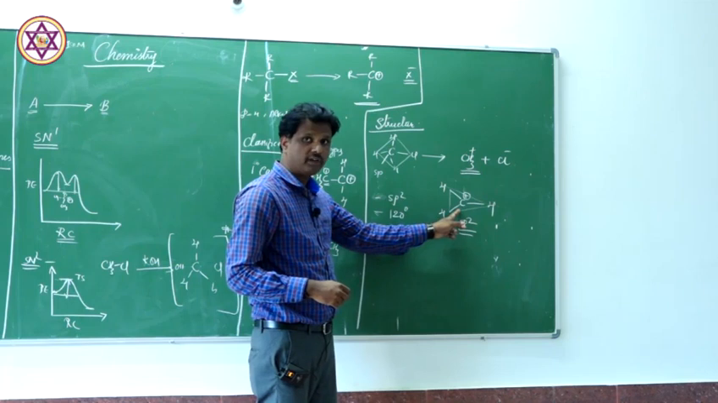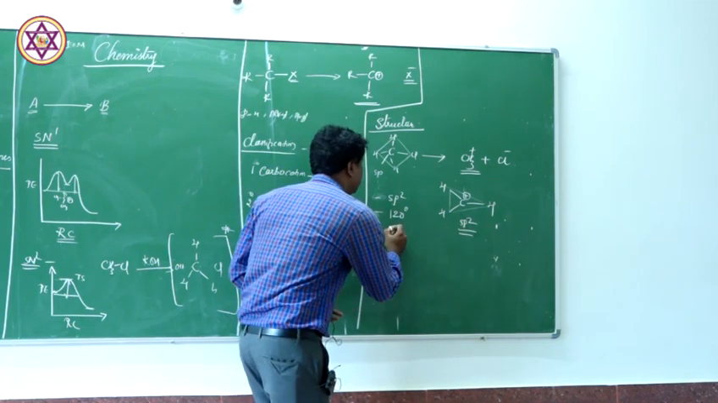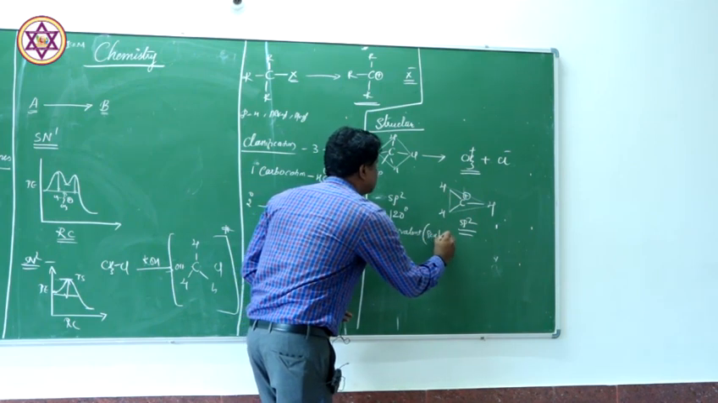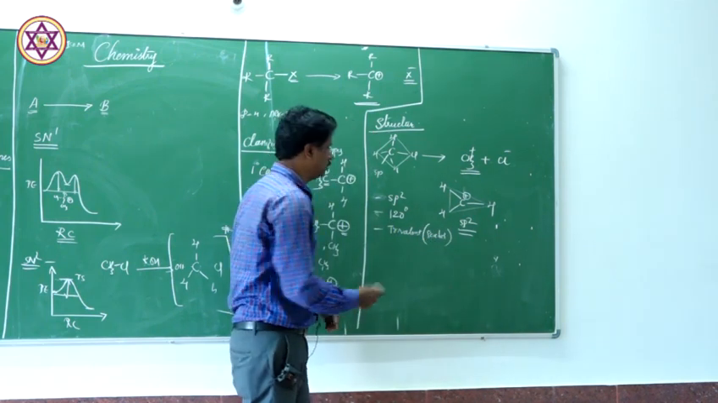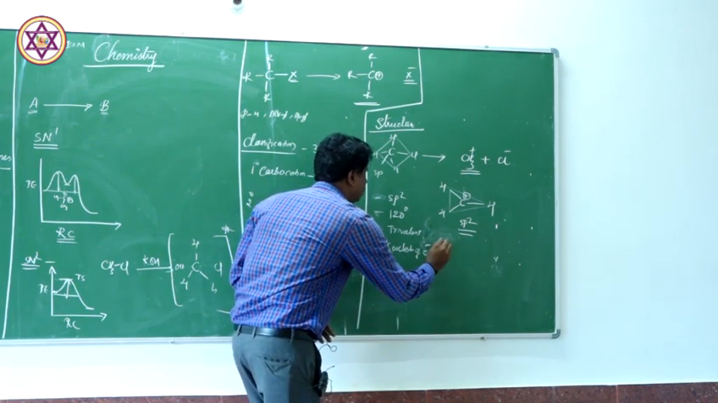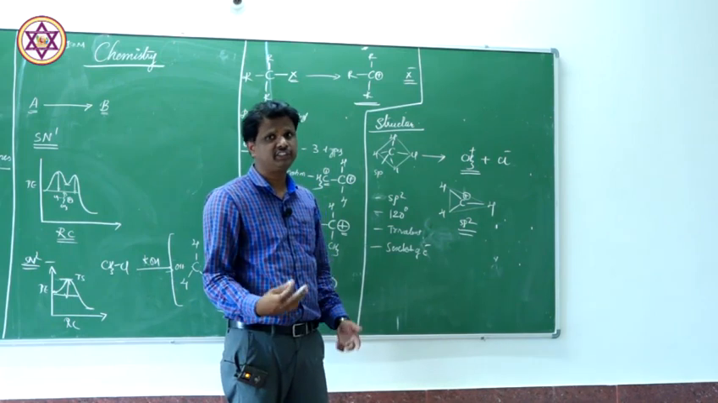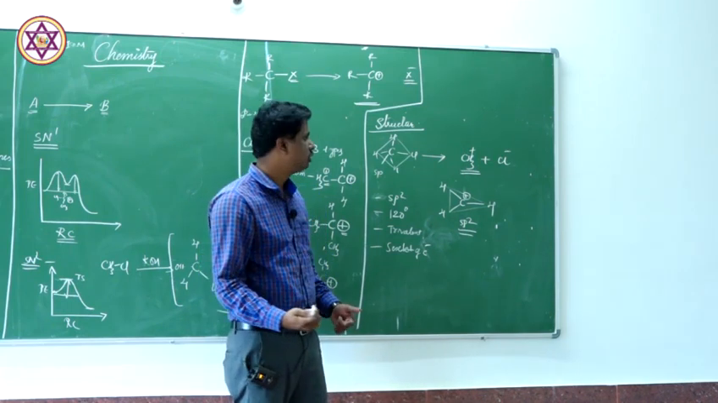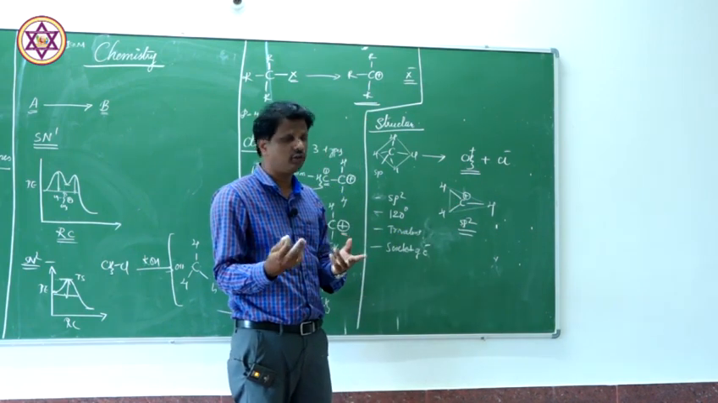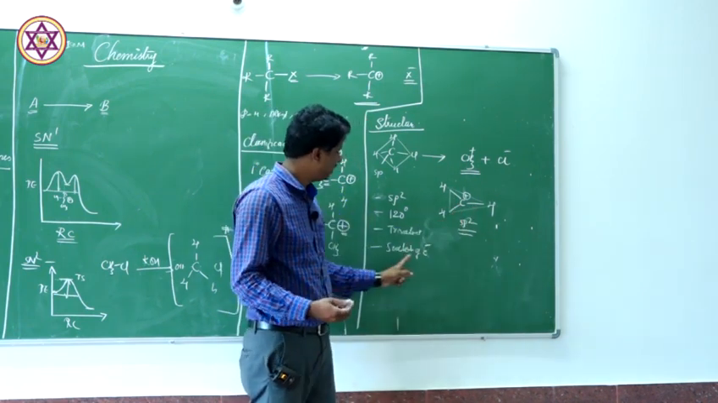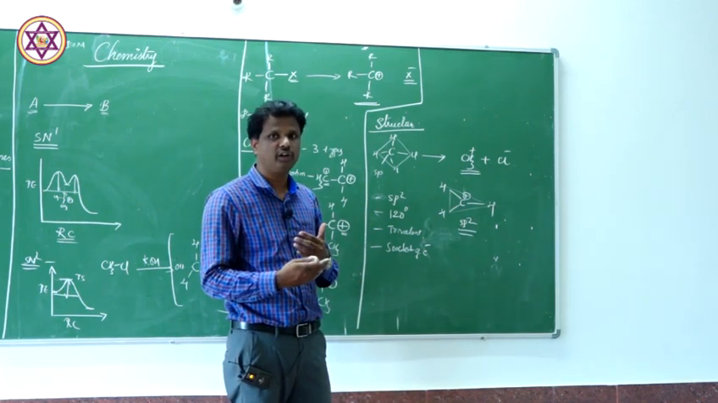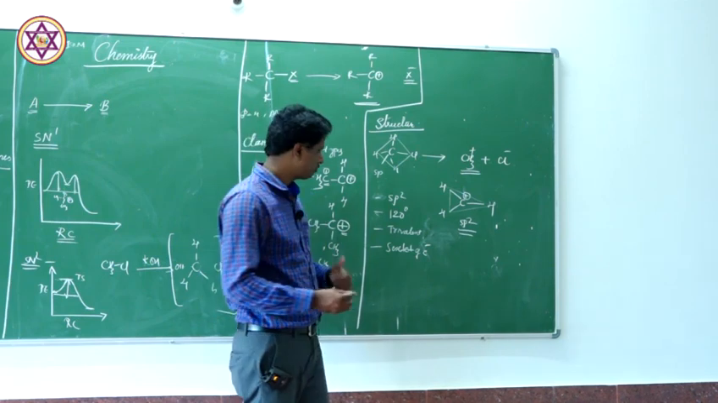This carbocation is actually trivalent and contains a sextet of electrons. Sextet of electrons means it contains 6 electrons around the carbon atom. You can count it. There are 3 sigma bonds here, and each bond represents 2 electrons. So 2, 4, 6. It contains a sextet of electrons. That is, it is electron deficient in nature.